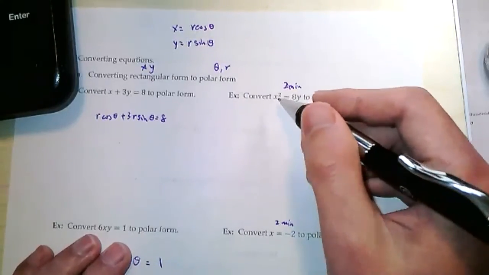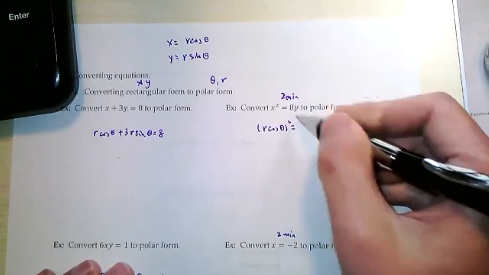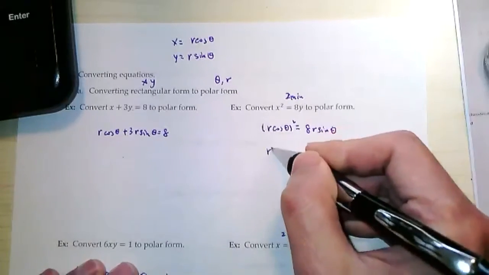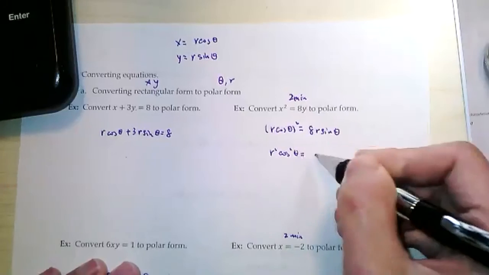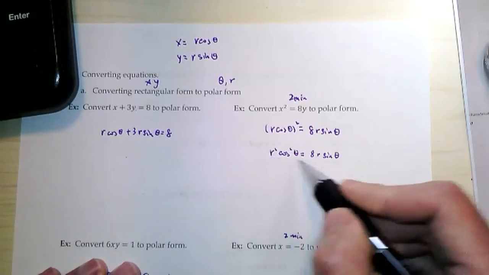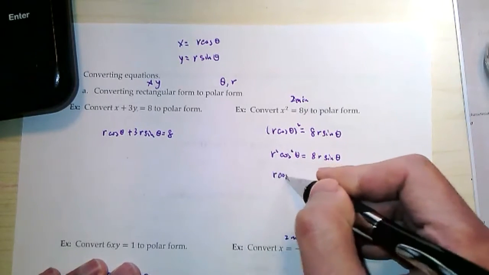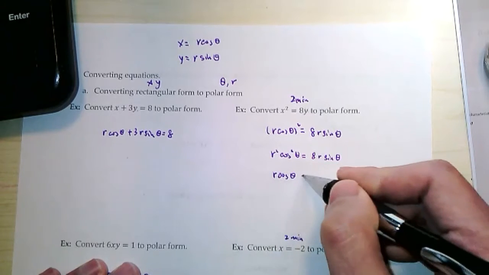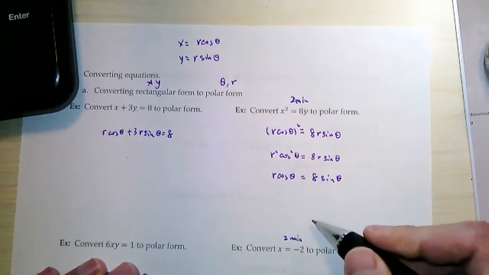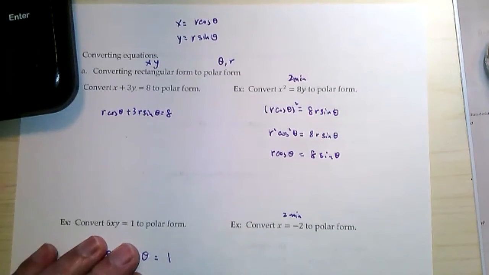So x squared is r cosine theta squared. 8y is 8r sine theta. So this becomes r squared cosine squared theta equals 8r sine theta. You notice that both sides have r, so you can cancel the r out. So cancel one out, r squared becomes r, equal to 8 sine theta. That's it for the first one.